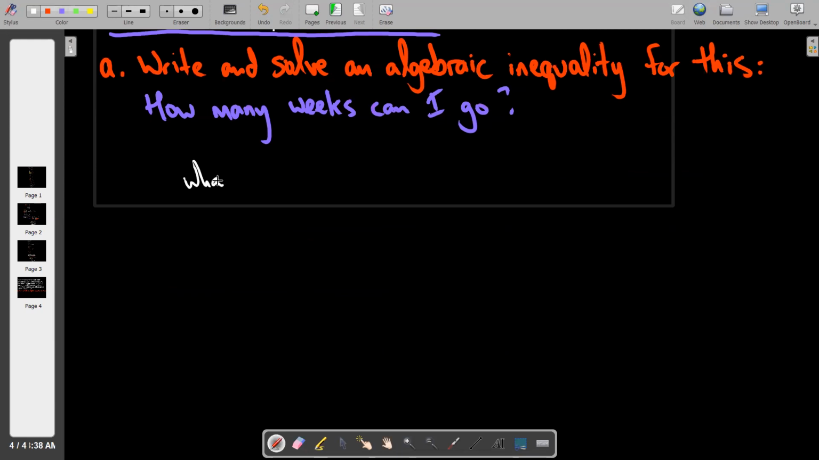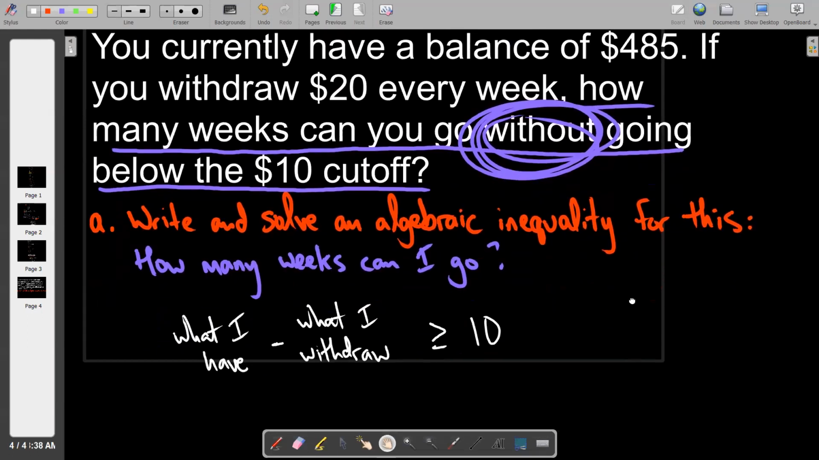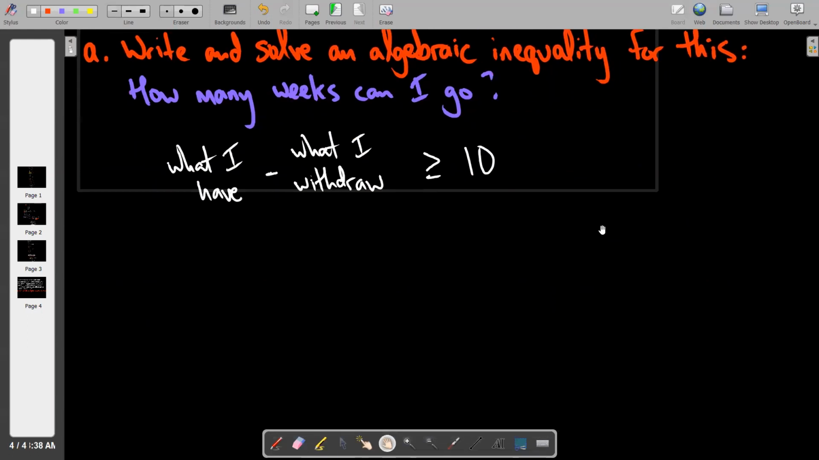What I have minus what I withdraw has to stay greater than or equal to 10. Notice it says in the problem it can be or equal to because it has to be at least $10. And at least always means that it can equal that $10.